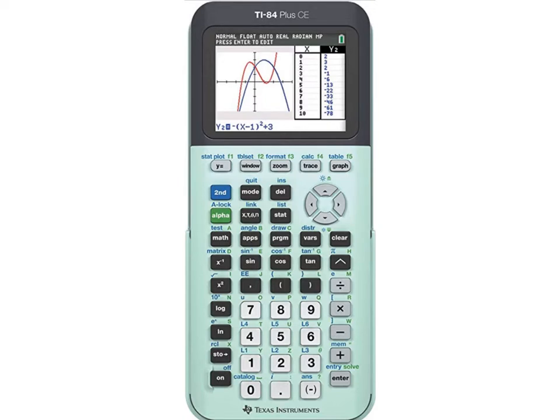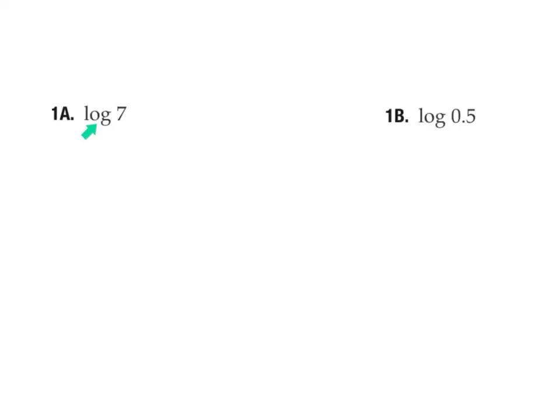Okay, so for these next couple examples, I just want you to get used to using your calculator. What you're going to do is hit the log button and then 7 and hit enter, and you're going to get this big long decimal, and I want you to round it to 4 places. So for these two problems, go ahead and pause the video, type those in your calculator, and let's see what values you get.